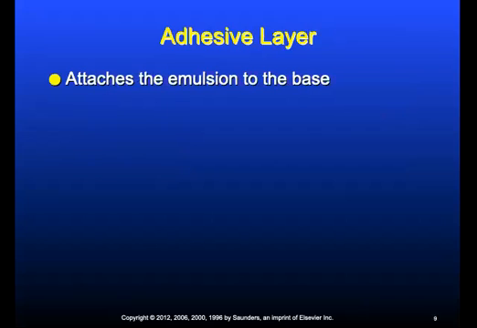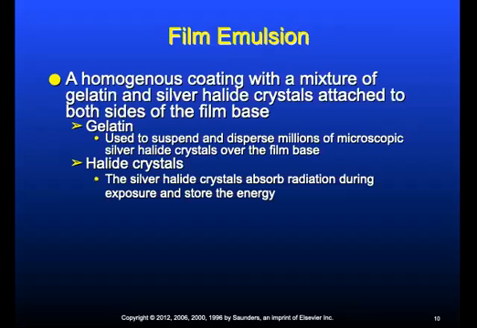The adhesive layer is what attaches the emulsion to the base. That adhesive layer covers both sides of the film base and it is applied to the film base before the emulsion is applied. A film emulsion is an even mixture or homogeneous coating with a mixture of gelatin and silver halide crystals attached to both sides of the film base.